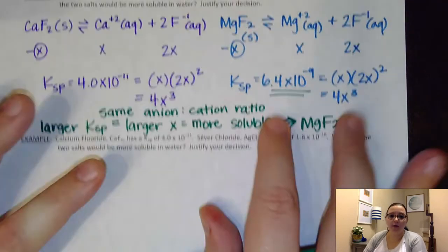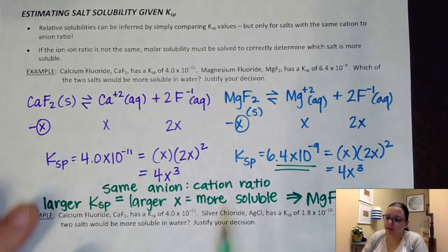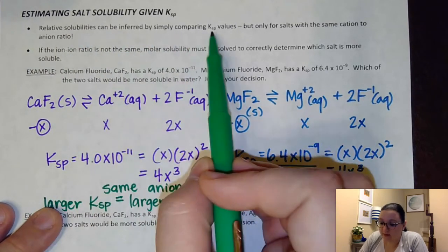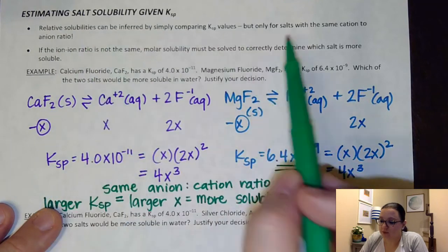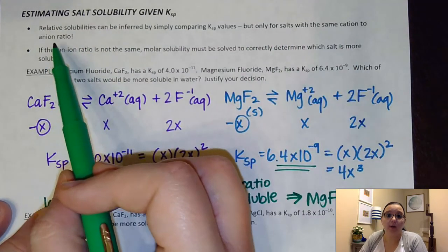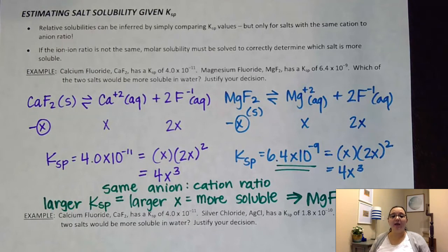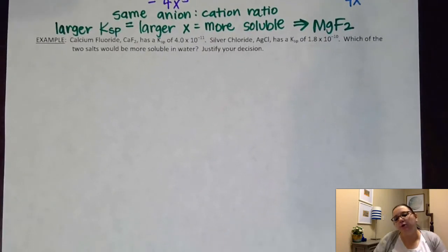Okay. So up here it states, if I have KSP values, I can infer relative solubilities for salts with the same cation to anion ratio. The larger the KSP, the more soluble it will be, which makes sense because a larger KSP would mean that it's more product favored, right? However, I've got to be really careful with the information I'm given if the anion to cation ratio is not the same.